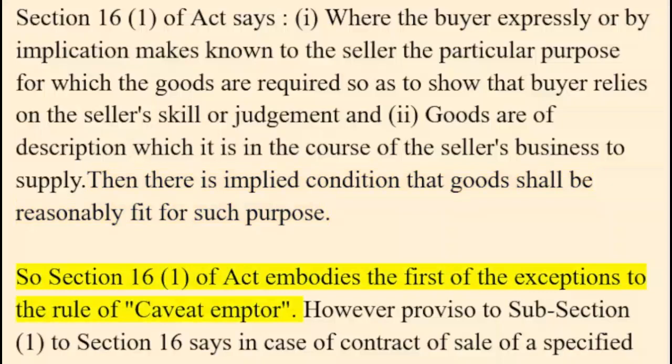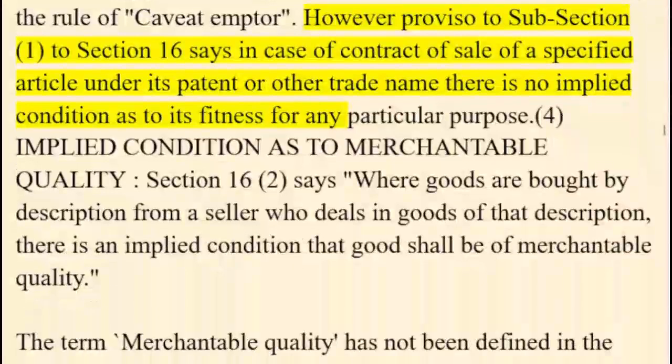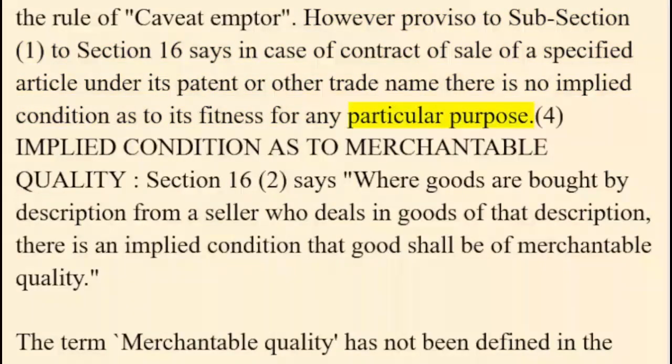So Section 16(1) of the Act embodies the first of the exceptions to the rule of caveat emptor. However, the proviso to subsection 1 of Section 16 says in case of a contract of sale of a specified article under its patent or other trade name, there is no implied condition as to its fitness for any particular purpose.